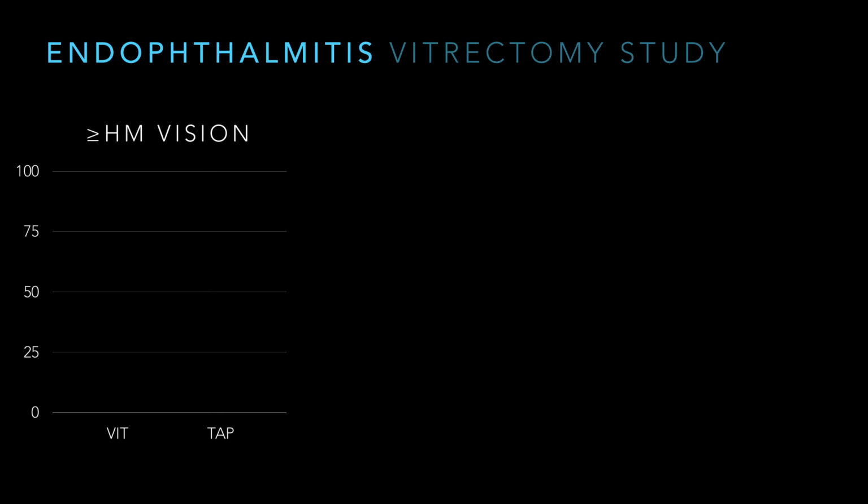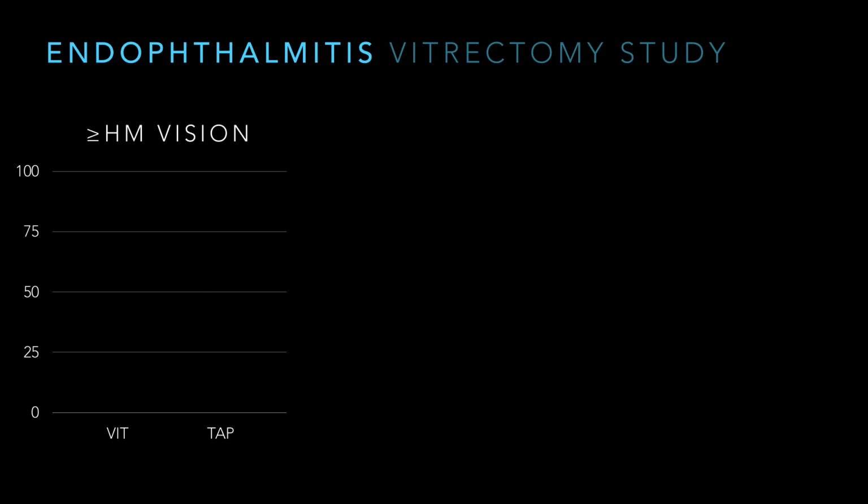Okay, so this is interesting. We're going to talk about this first category. The top part says HM vision, so that's if you came in presenting with hand motion or better vision. And then at the bottom, we're going to compare the VIT group versus the TAP group. And again, they both got intravitreal antibiotics.